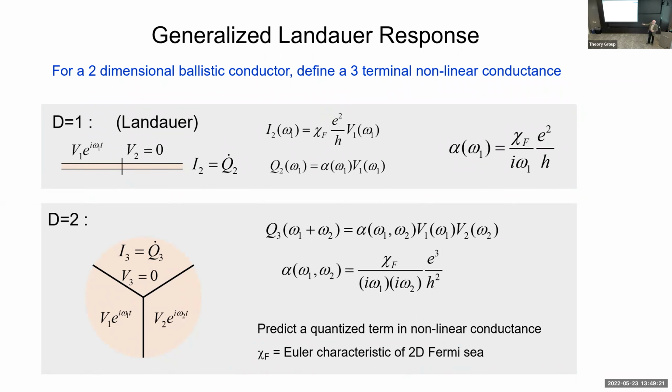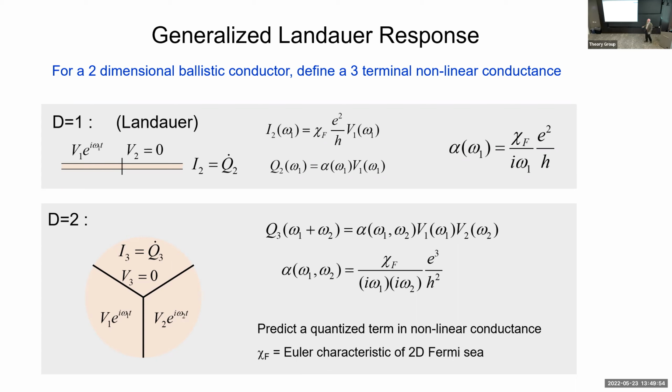Okay, and so again, let me recast the 1-dimensional Landauer formula. So it says that the conductance is this invariant times e squared over h times the voltage. The current is related to the voltage. I can also write that in terms of the charge. So the current is just the time derivative of the charge that is accumulated on the right. And so that says that I can write this charge response function as e squared over h times this Euler characteristic divided by the frequency.